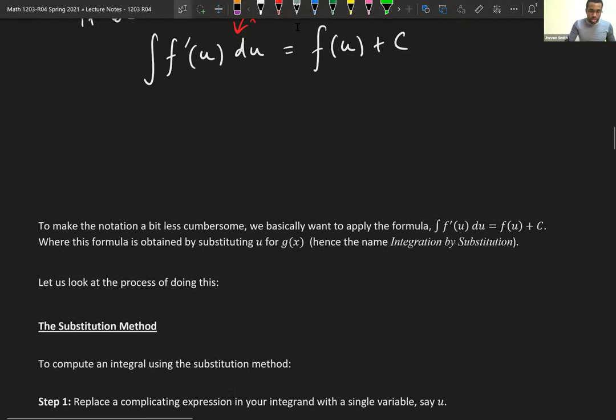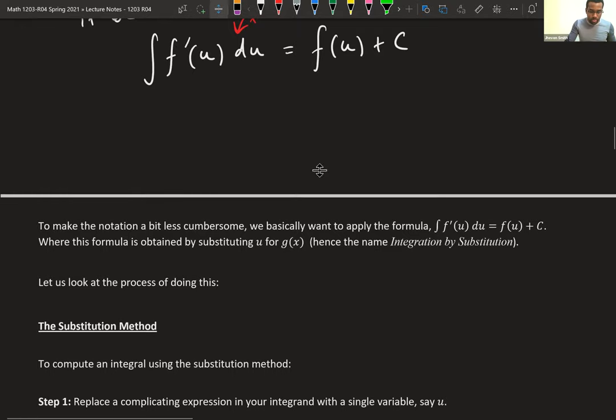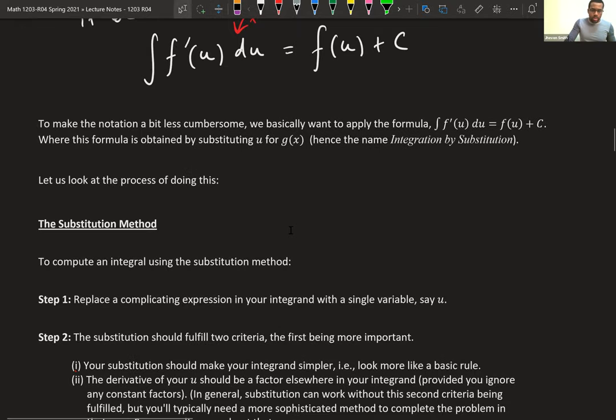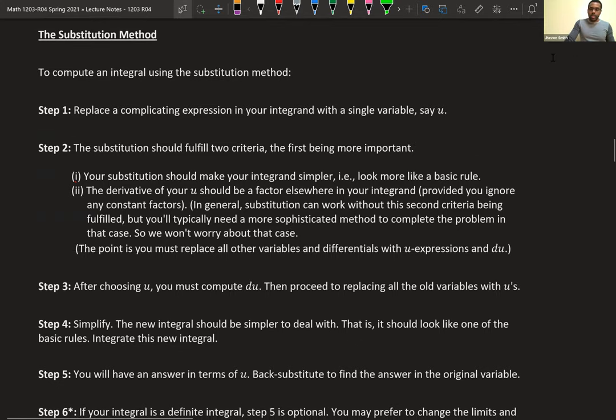So that's what I was describing in words here. Let's actually look at the method, which has a lot of words, and the first time you read through it is probably going to be a little bit confusing, but we'll do some examples and hopefully after that you'll get it. And I'll talk about some, I guess, best practices.